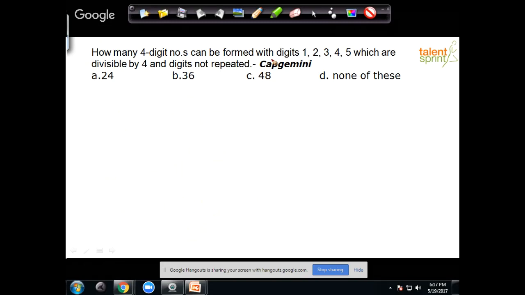It's not such a tough question. It's an easy question, right? Basic concept of permutation combination you have to use, and you need to know the divisibility rule of 4. That's all.